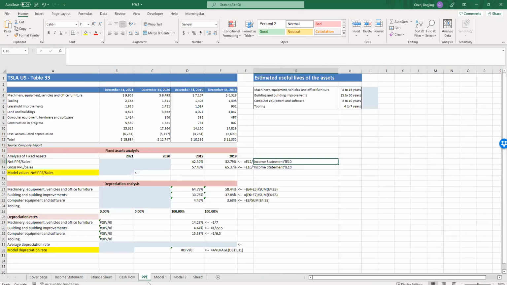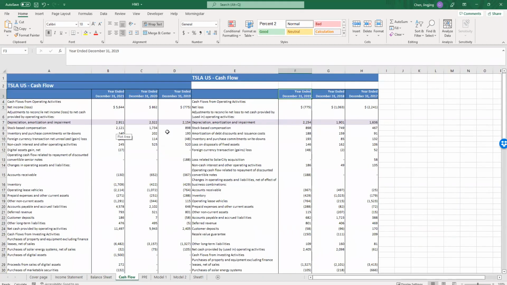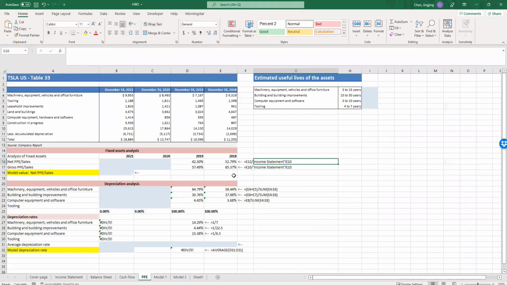Next, we can go to the cash flow statement, where there's nothing here. We just use the depreciation amount here. So we need to also make an assumption based on fixed assets. So how will Tesla grow its fixed assets? And how will Tesla depreciate its fixed assets? So we're going to figure it out here.